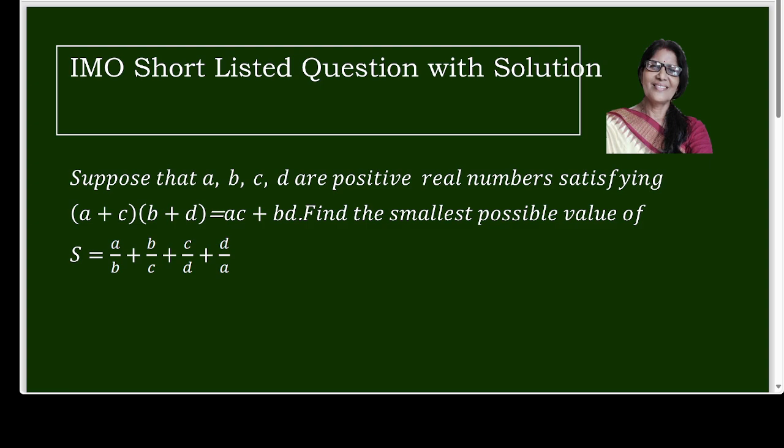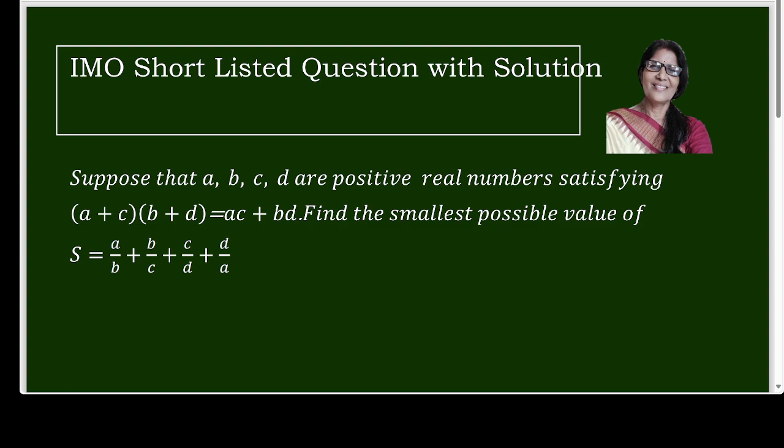Today I have taken an IMO shortlisted question. Suppose A, B, C, D are positive real numbers satisfying (A plus C) multiplied by (B plus D) equals AC plus BD. Find the smallest possible value of S equals A over B plus B over C plus C over D plus D over A.